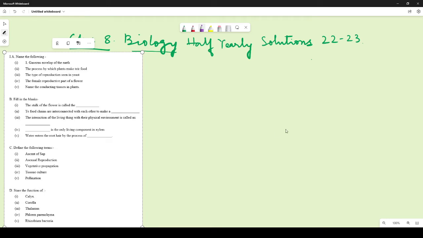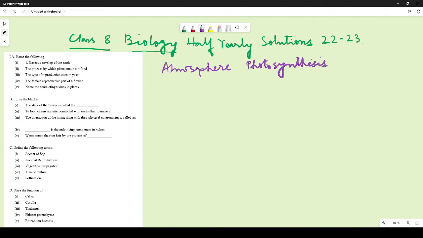Hello everyone, today we discuss the biology paper of class 8 half yearly, and the solutions are over here. So let us start with the first question, where it says name the following. The gaseous envelope of the earth, you know it is the atmosphere. Then the process by which the plants make their food, photosynthesis. Then the type of reproduction seen in yeast is budding.